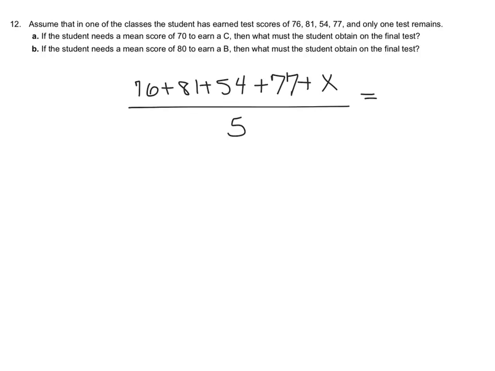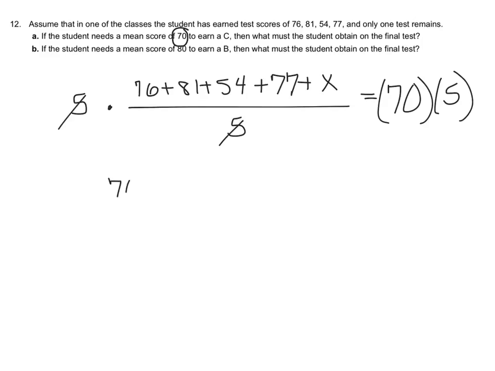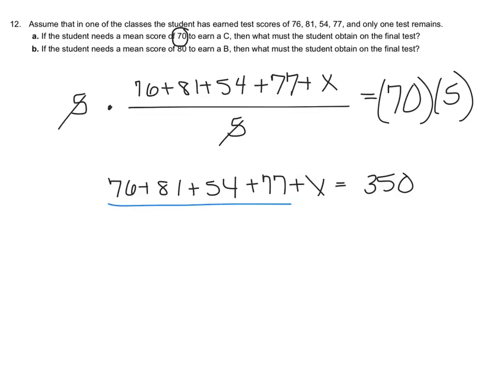Now we want the mean or the average to be a 70. So that means I'm going to let my equation equal 70. Now I'll just solve for X. First, we can multiply both sides by 5. I get 76 plus 81 plus 54 plus 77 plus X equals 350. Next, we'll add all of our like terms. So 76 plus 81 plus 54 plus 77 equals 288.